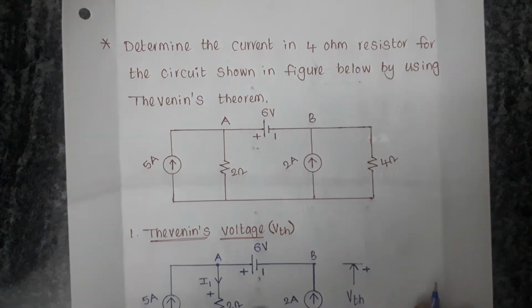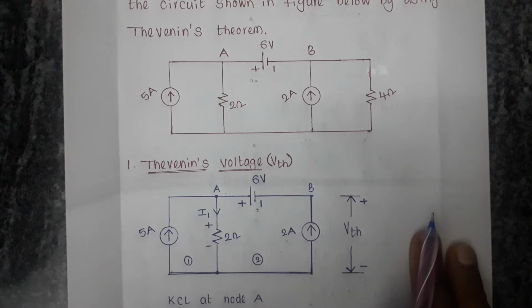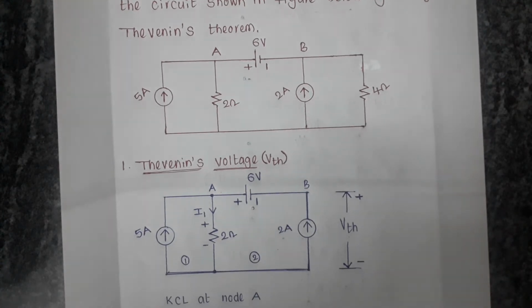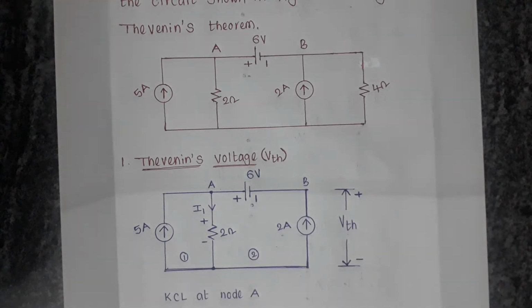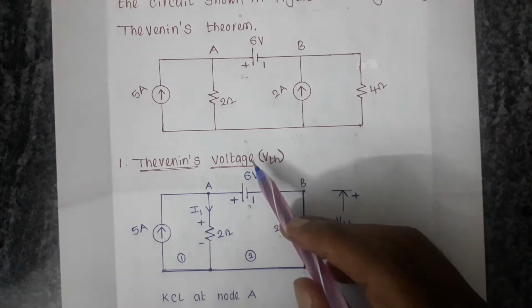So in Thevenin's theorem, there are 4 steps. The first step is we have to find Thevenin's voltage. The second step is we have to find Thevenin's resistance. The third step is we have to draw Thevenin's equivalent circuit, and the fourth step is finding the current in the 4 ohm resistor. So the first step is Thevenin's voltage.